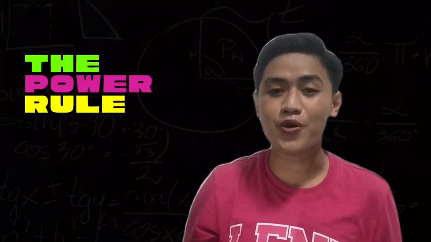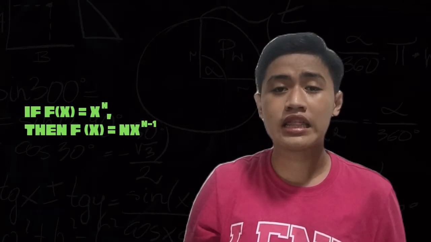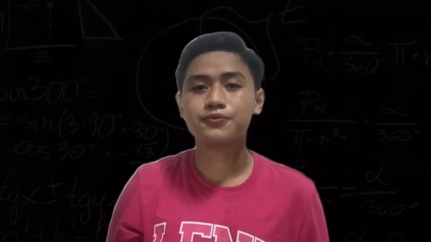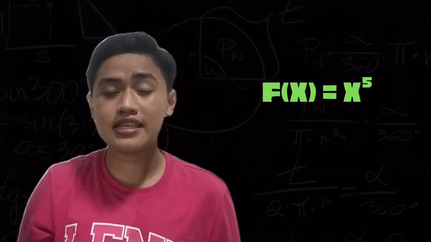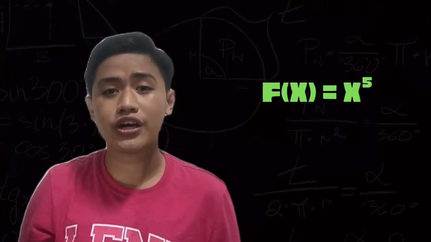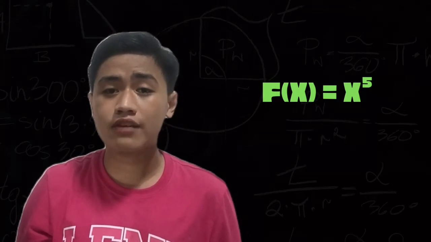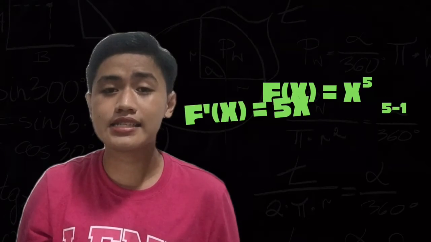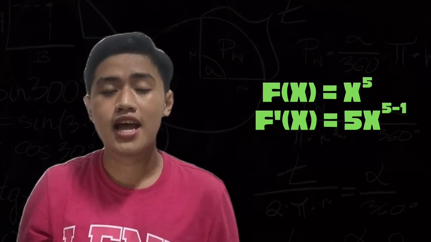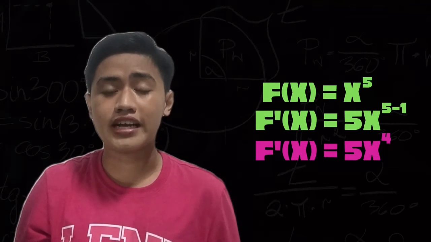Second rule, the power rule. In this rule, if f of x is equal to x raised to n, then f prime of x is equal to nx raised to n minus 1. Example, f of x is equal to x raised to 5. What are we going to do? As we said earlier, we place the value of the exponent beside x, and subtract 1 from the given exponent. We write it as f prime of x equals 5x raised to 5 minus 1. And as we simplify, our answer is 5x raised to 4.